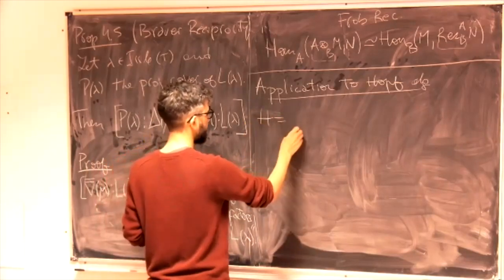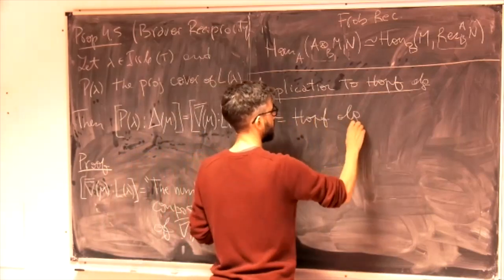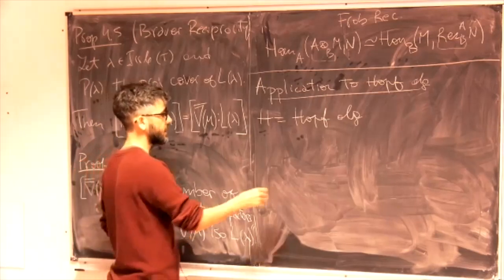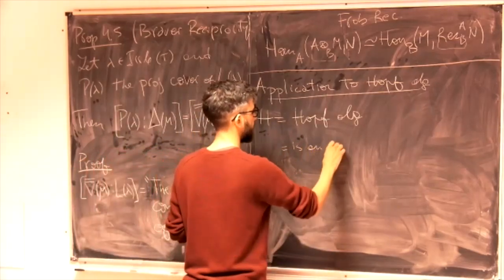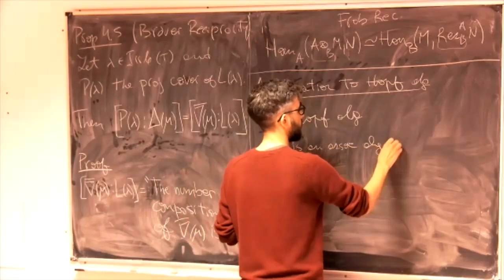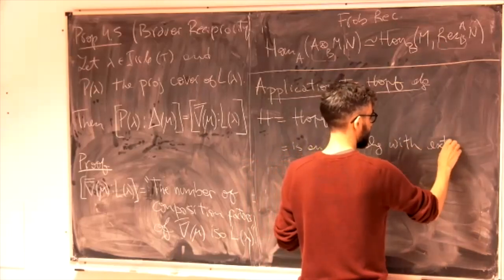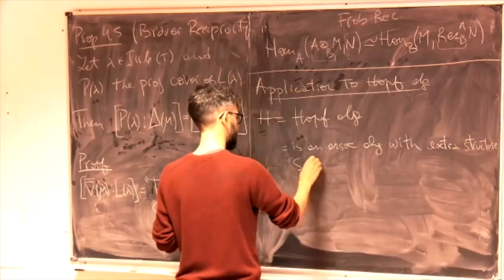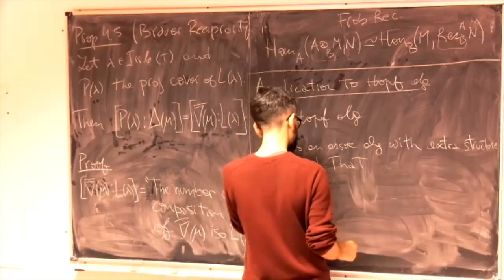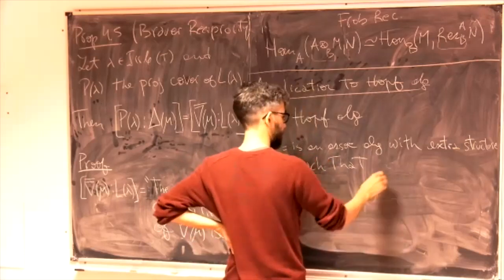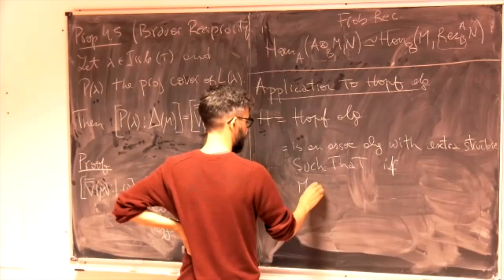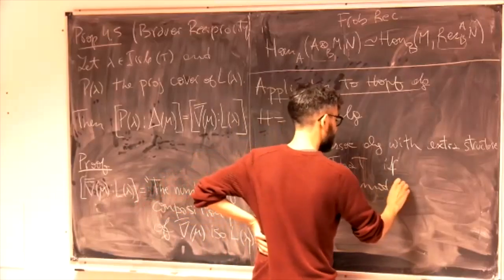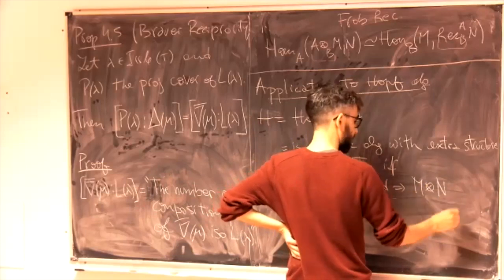So let H be a Hopf algebra. I only want to say that a Hopf algebra is an associative algebra with an extra structure such that if M and N are H-modules, then their tensor product is also an H-module.